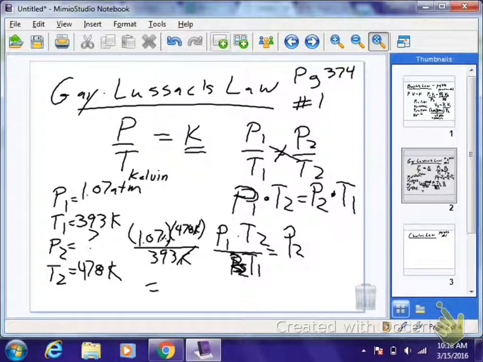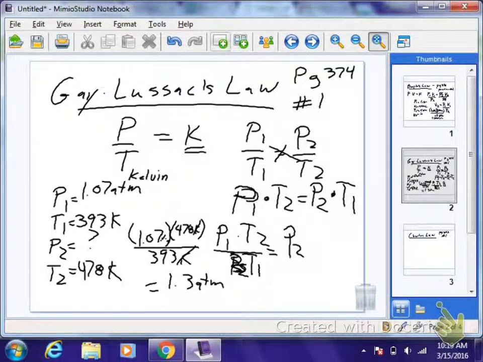What'd you get for an answer? Did you get 1.3? Okay, that would be the answer. 1.3. Make sure you're writing the units correctly. Pressure should be in atmospheres, so 1.3 atmospheres. Temperature goes up, pressure goes up. Good, you got it.